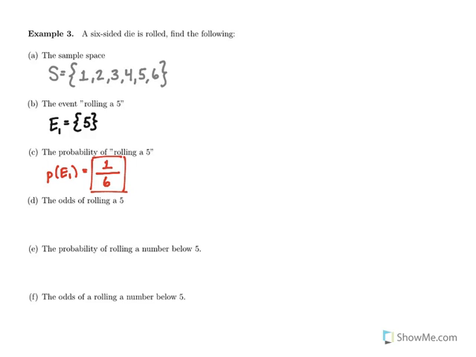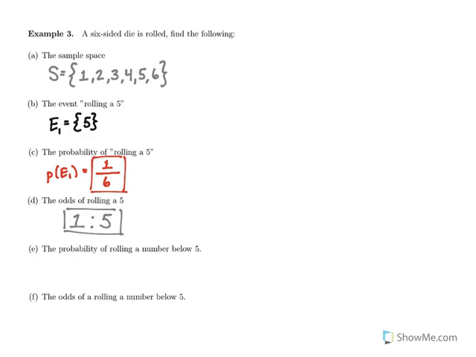All right, the odds of rolling a 5 are going to be the number of ways that it can occur, 1, and the number of ways that it won't occur, 5. That is getting a 1, or getting a 1, 2, 3, 4, or 6. There's 5 ways that could occur. So this is 1 to 5, success to failure.